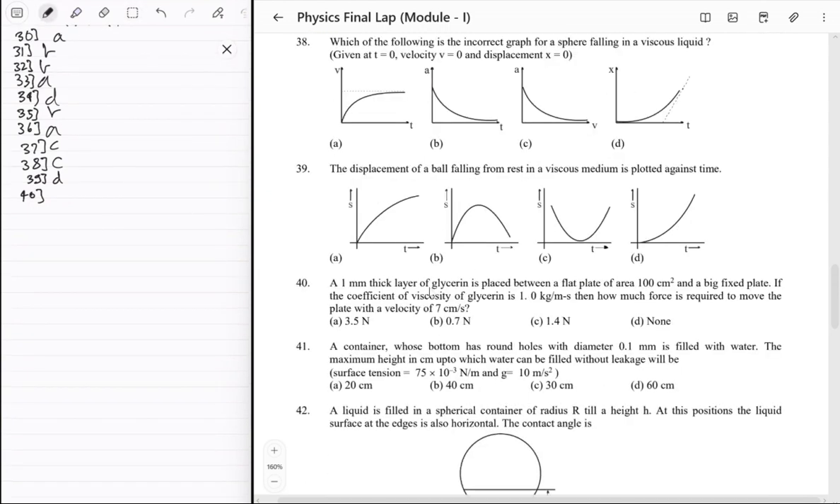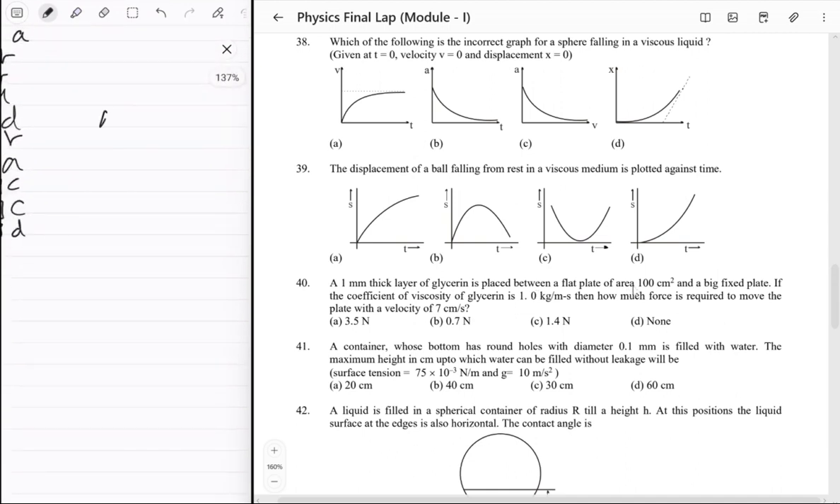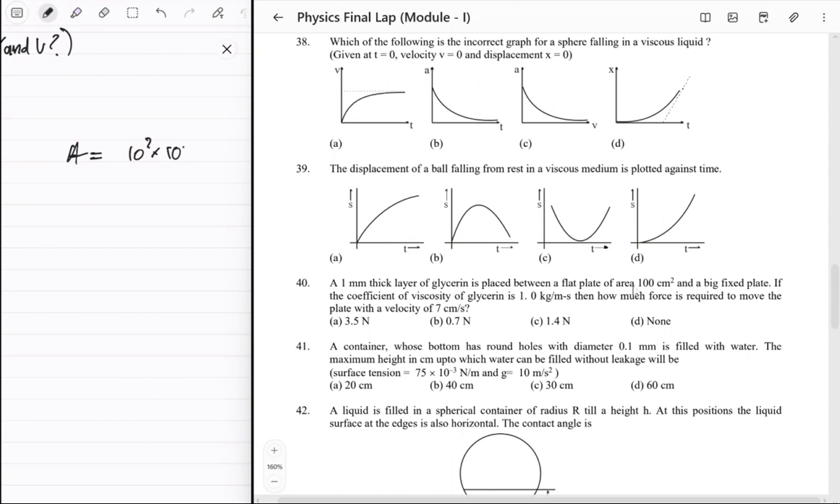40 is a 1 millimeter thick layer of glycerine is placed between flat plate of area something. Okay, 10 times 10 power negative 4, 10 power negative 2 basically. 1 millimeter thick layer. So the thickness d बोल रहा हूँ उसको. That's equal to 10 power negative 3. Of course. And a big fixed plate, if the coefficient of viscosity is this guy. Okay, 1. Then how much force is required to move the plate with velocity 7 centimeters, like 7 times 10 power negative 2 meters per second, right?